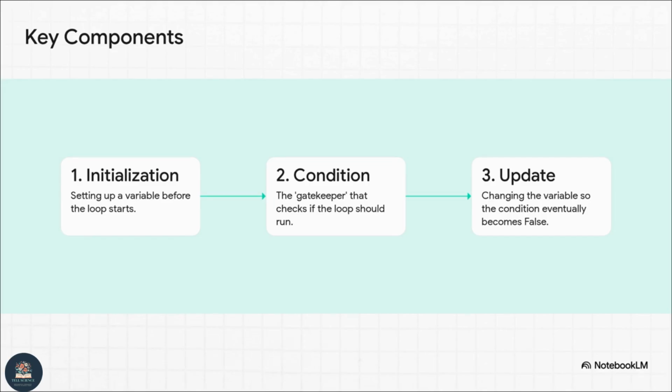First, you initialize a variable before the loop. Second, you check that variable in the condition. That's our gatekeeper. And third, this is the most important part, you have to update that variable somewhere inside the loop. If you forget that last step, well, you're going to have a bad time.